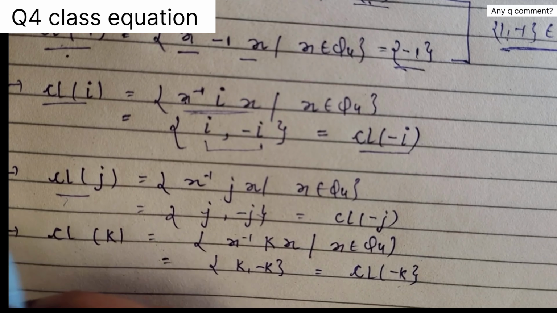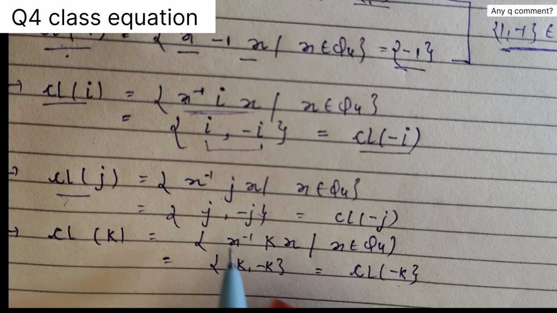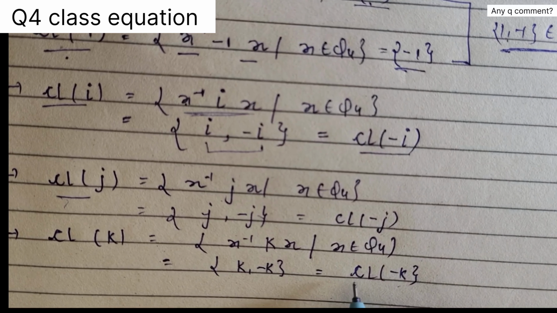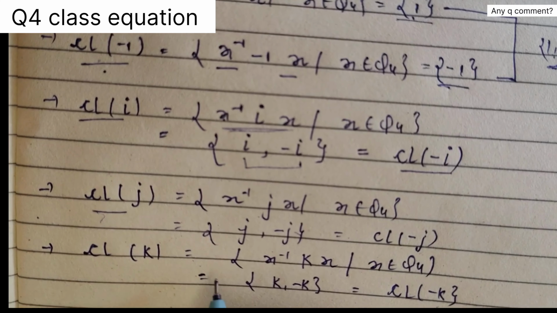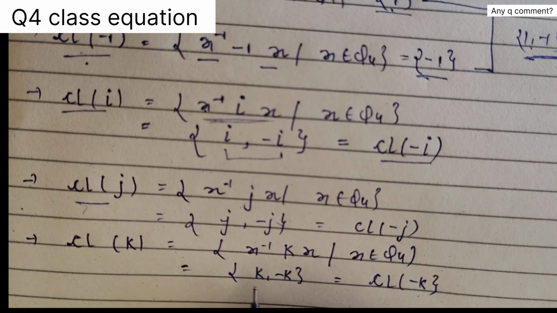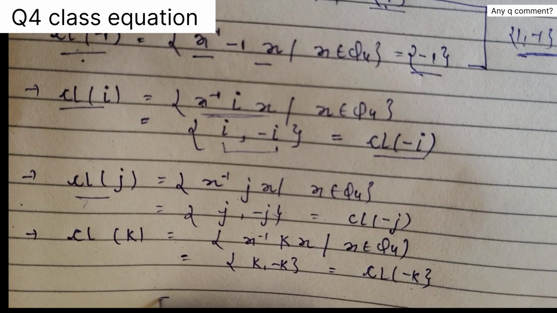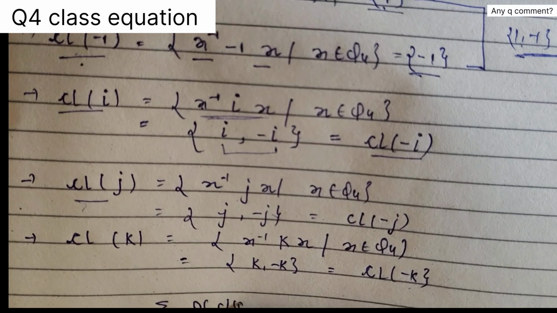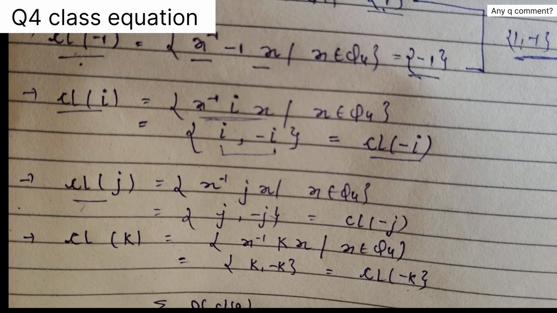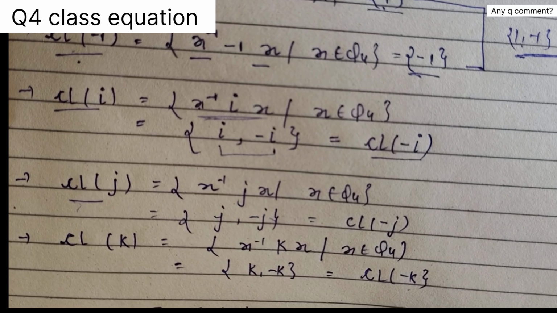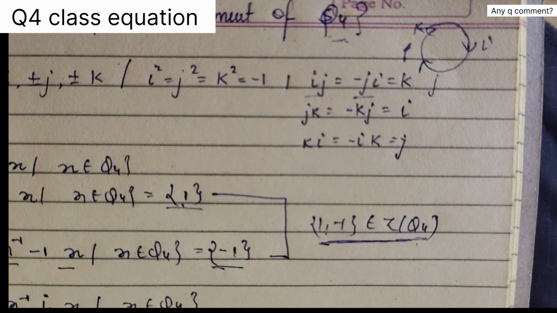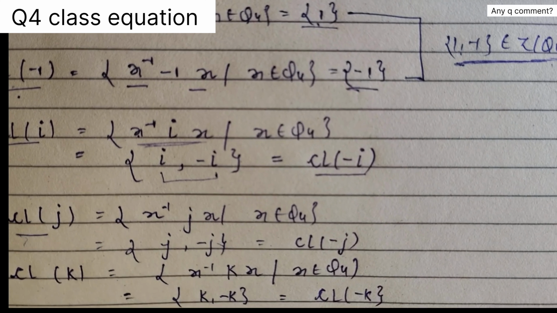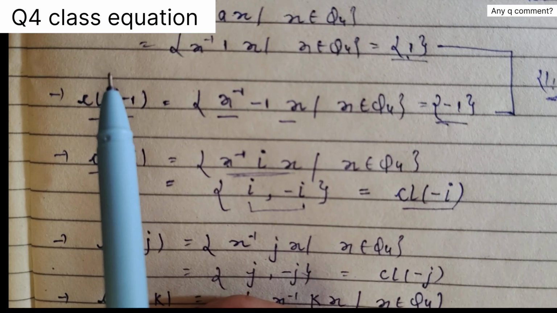Okay, in the last video when we were finding the conjugate classes of D4, we got the class equation, and now we are going to write the class equation for Q4. Basically the class equation is the summation of the order of the class of A, where A belongs to Q4, equals the order of Q4. There is no need to write it again, we can just get it from here.